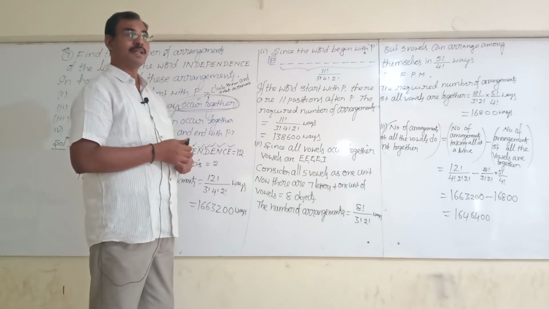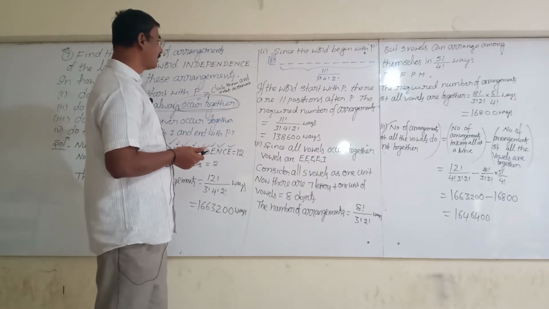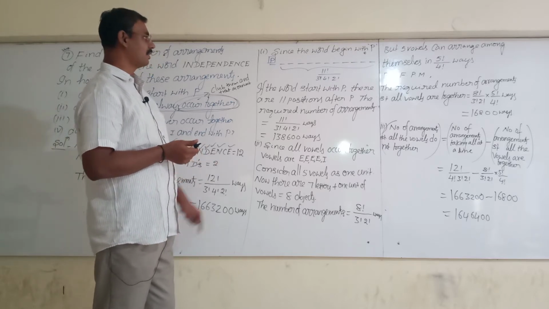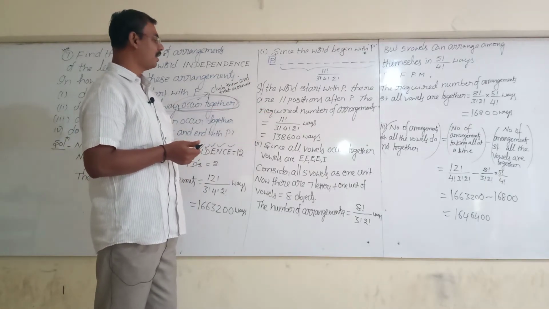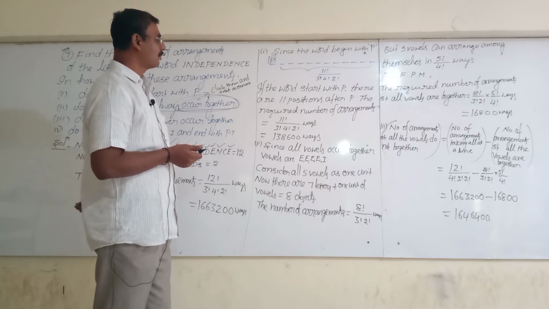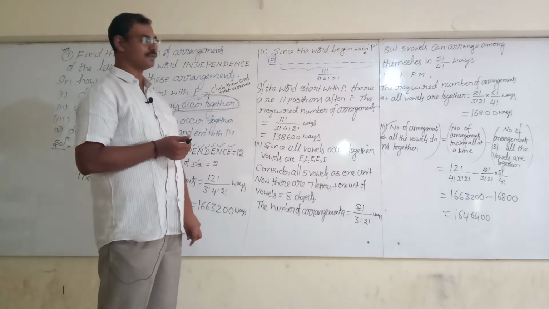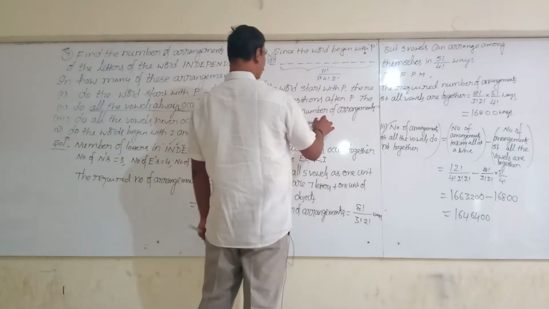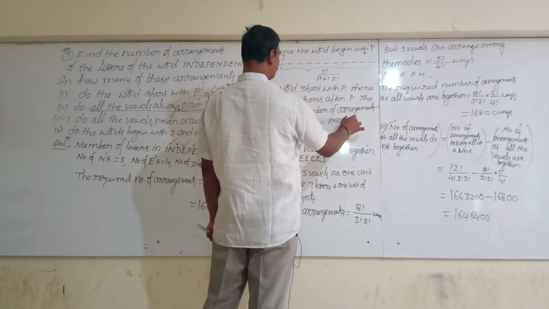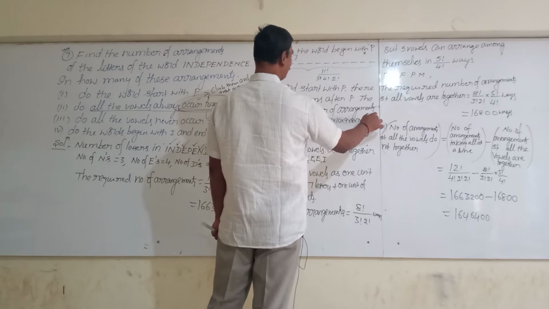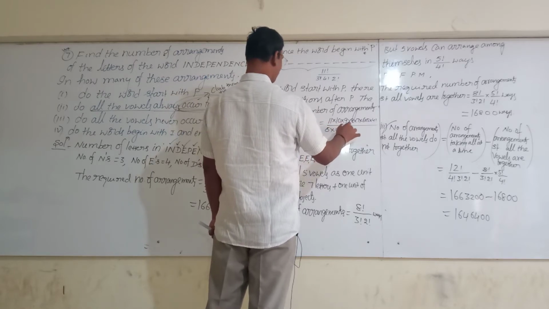Now check, are there any similar letters? Yes, there are 3 N's, 4 E's and 2 D's. So divide here. That is the answer of the question. So the answer is 11 factorial upon 3 factorial into 4 factorial into 2 factorial. The simplified answer is 138,600. Simplification: in descending order 11 into 10 into 9 into 8 into 7 into 6 into 5 into 4 factorial, upon 3 factorial, 4 factorial, 2 factorial.